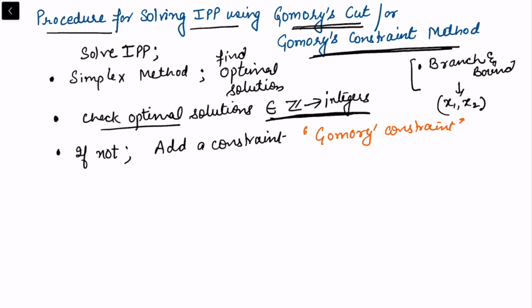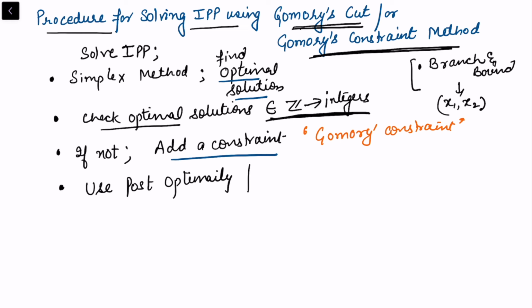But first let's understand the procedure. Now because I'm adding a constraint in an already obtained optimal solution, here I'm using the concept of post-optimality. So use the post-optimality concept, or maybe I can simply say use the sensitivity analysis concept.